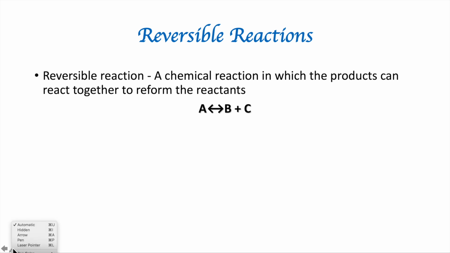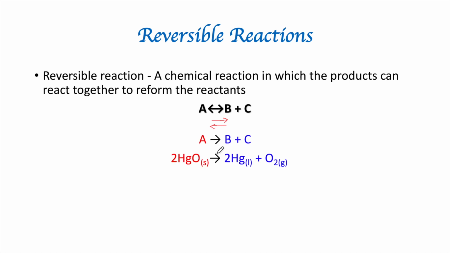If you remember, a lot of times we look at it this way, where the reactant turns into the product. But in this case, you can also have the products turning back into the reactants. So in this case, A produces B and C. One substance that will do that is mercury oxide. When you heat it up, it will decompose into mercury and oxygen. But this reaction is also reversible, so you could take mercury and oxygen and combine them together to make mercury(II) oxide.